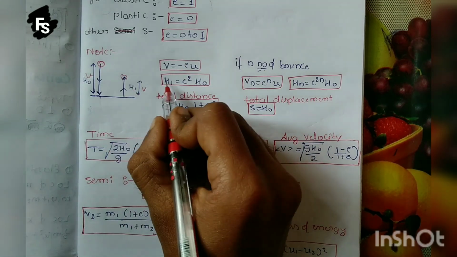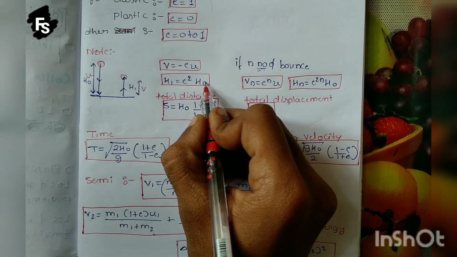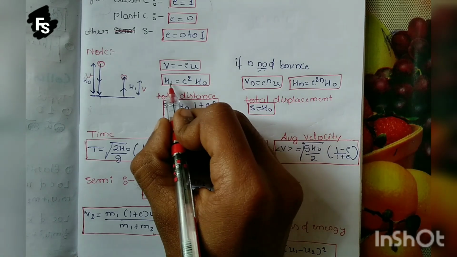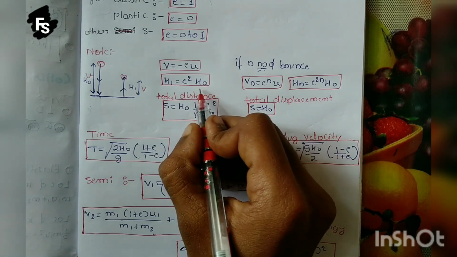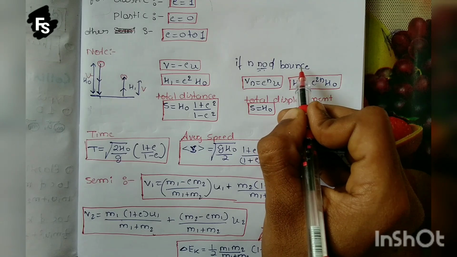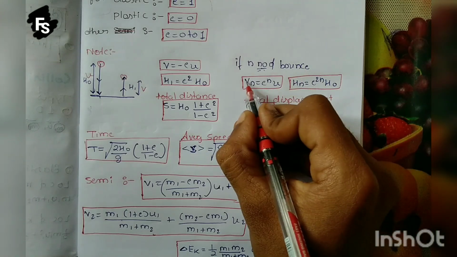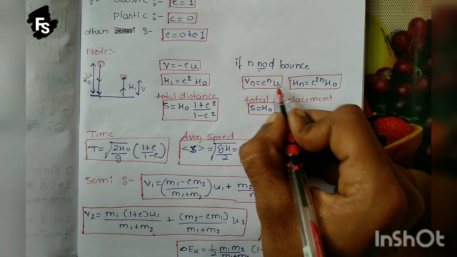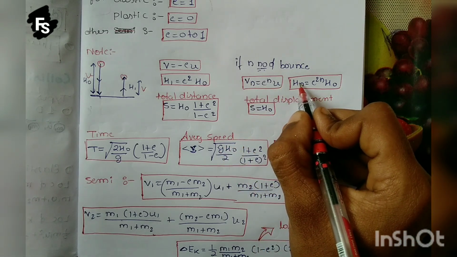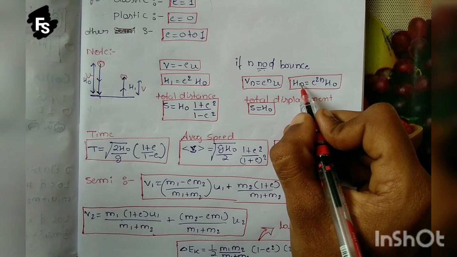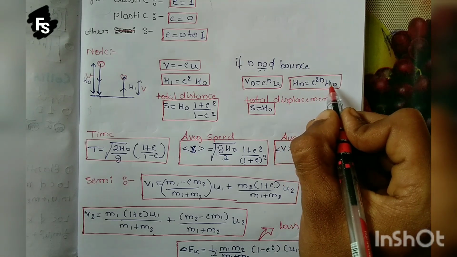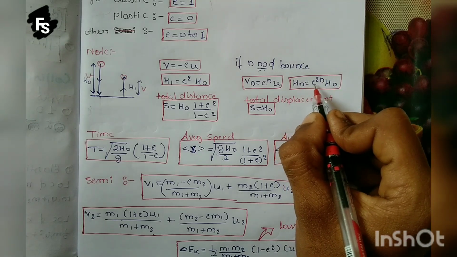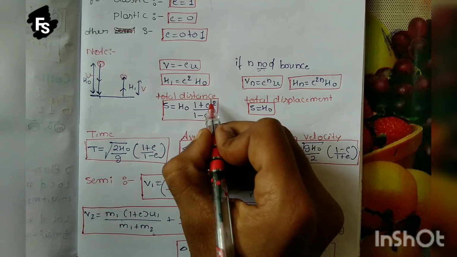And how much height does it bounce? h1 equals e square into h0, where h0 is the initial height. If n number of bounces are there, then vn is equal to e power n into u. Remember it. Then hn is equal to e power 2n into h0. Remember it.